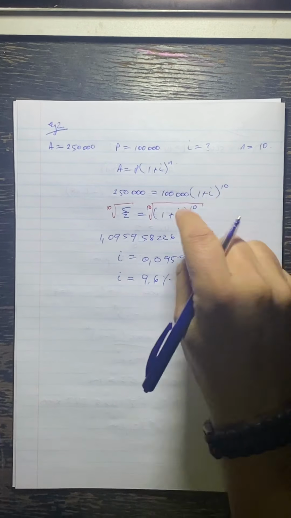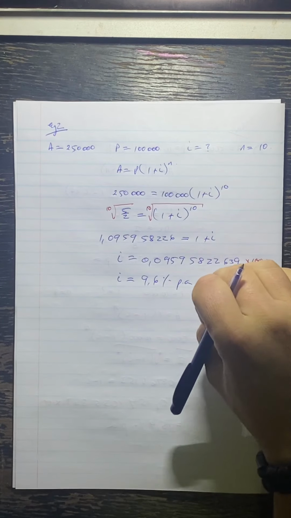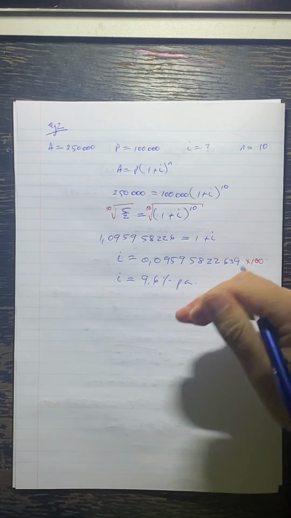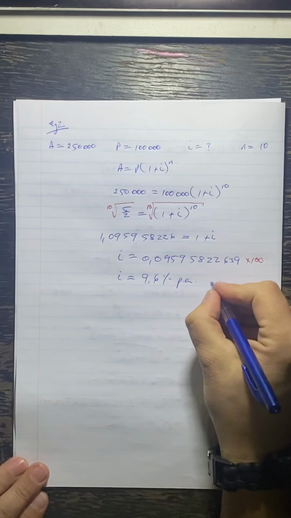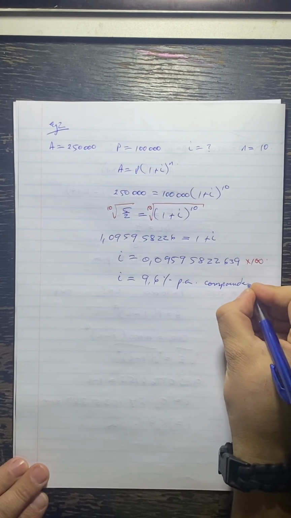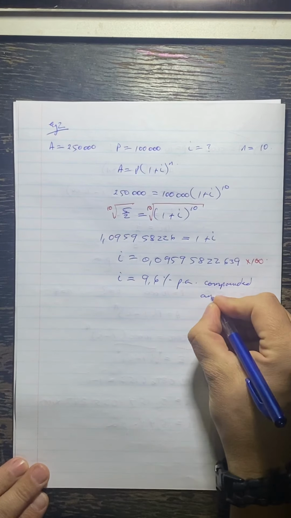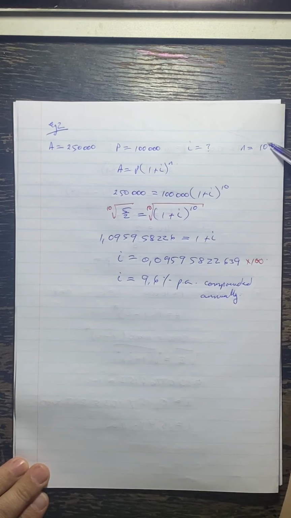But now, this is a compound interest formula. So we need to now specify what is the compound period. You know, is it daily? Is it monthly? So we just have to say here, compounded annually. Okay, and we know it's going to be annually because this was in years.